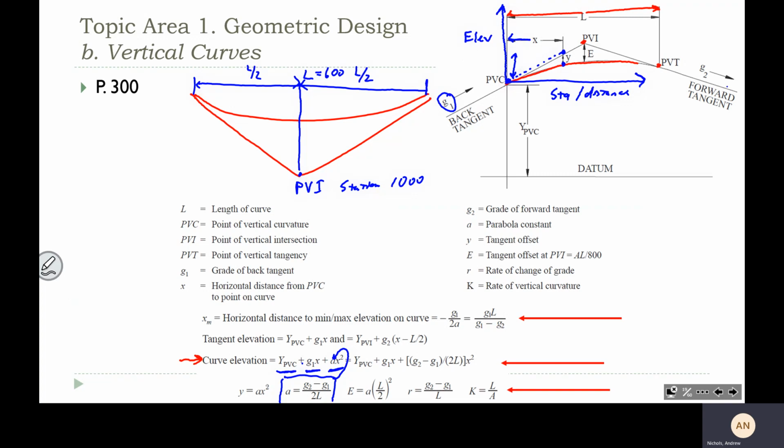And then if you know that the curve length is 600, then the station of your PVC is just going to be your PVI station minus L over 2. So PVC station is PVI station minus L over 2. Likewise, the PVT station is equal to PVI plus L over 2. Those are two relationships that they don't give you in the FE reference manual, but could come in handy just knowing those basic relationships.